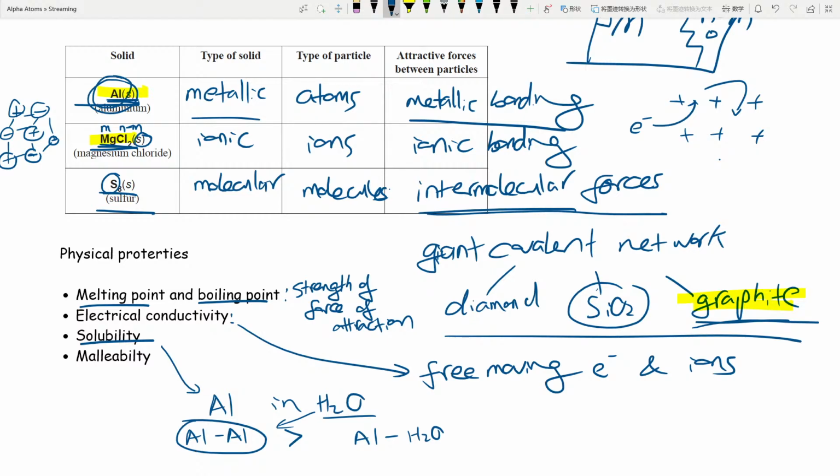Okay, so very straightforward stuff, I hope. And why does something like NaCl dissolve? Because the water molecules, you would have seen this diagram before.